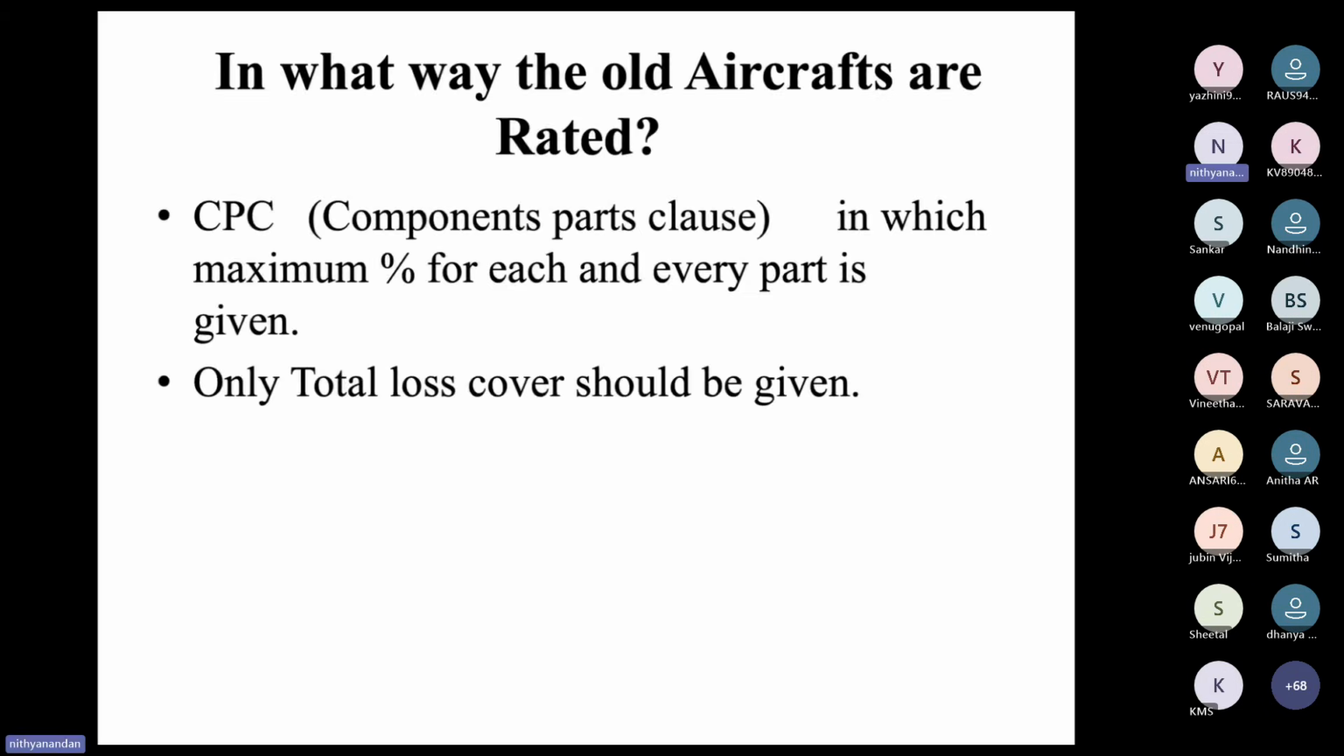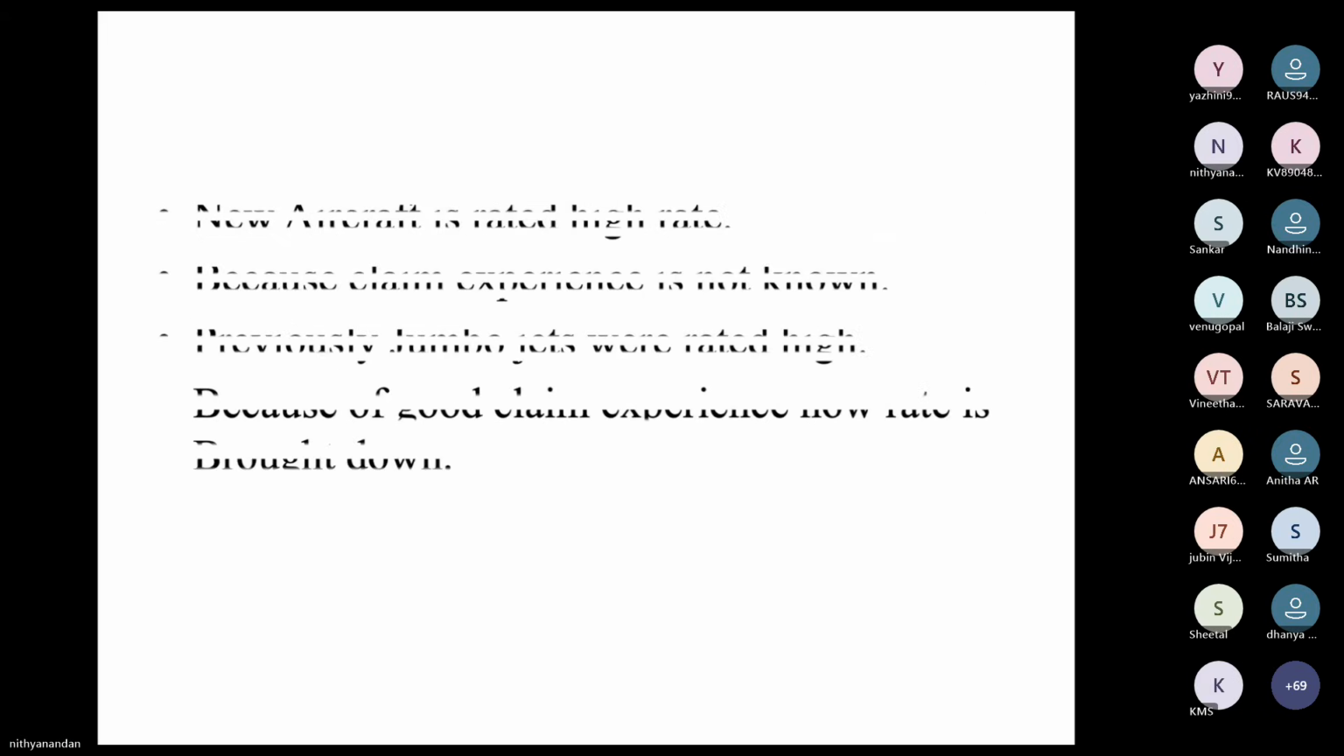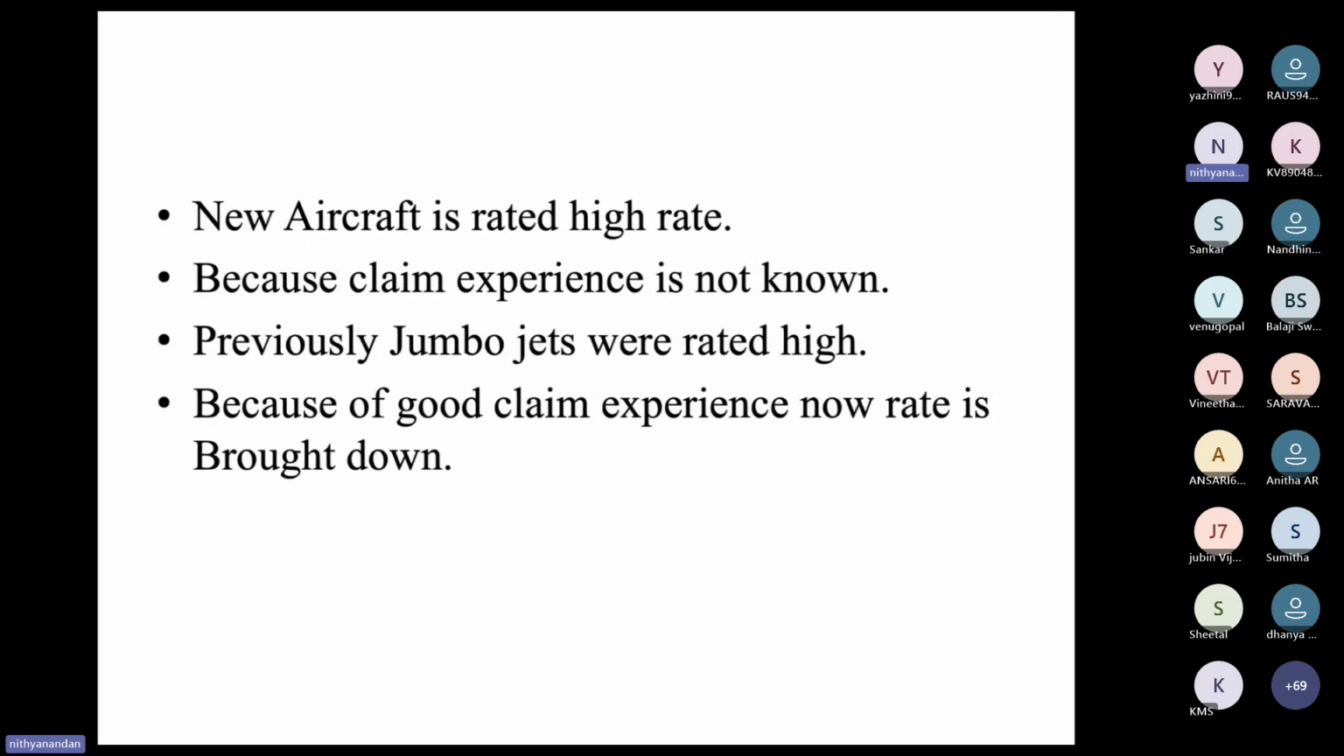Old aircraft are rated by component parts class. Just like a marine hull policy, for old aircraft, an agreed value policy is given and the rates for each part are given as a percentage of the total sum insured. A new, newly designed aircraft is rated high because the claim experience is not known.